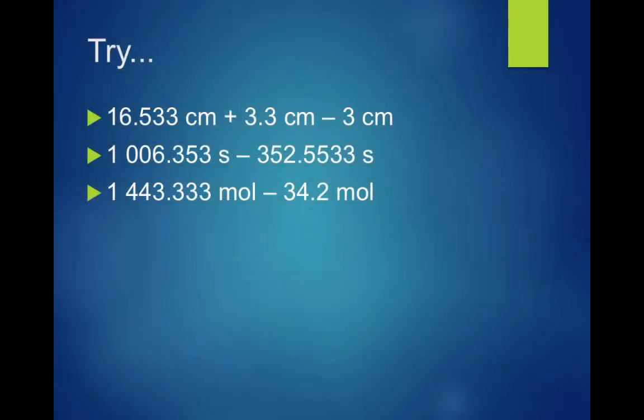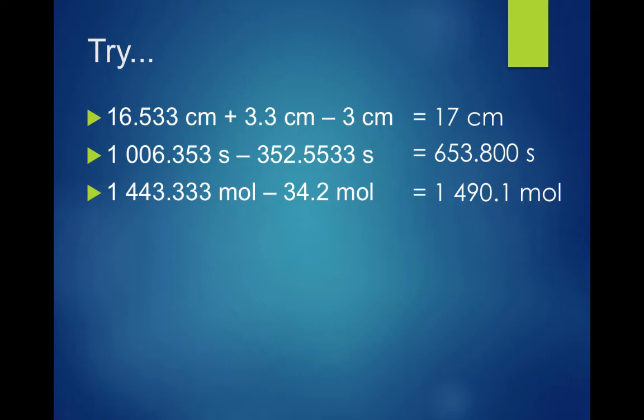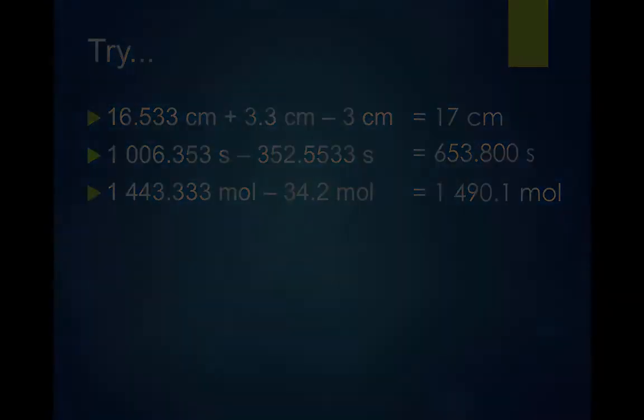Try these. 17 centimeters. The 3 centimeters has the least precision ending in the ones, so we must round to the ones. 653.800 seconds. 1006.353 has the least precision ending in the thousandths. We must round to the thousandths. 1490.1. The 34.2 moles has the least precision ending in the tenths. We must round to the tenths.